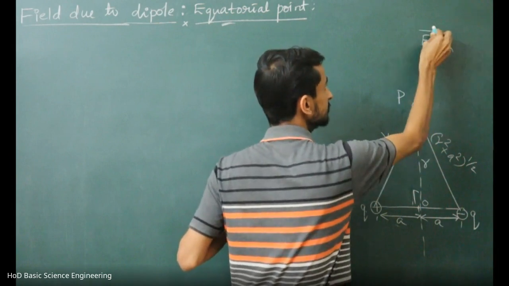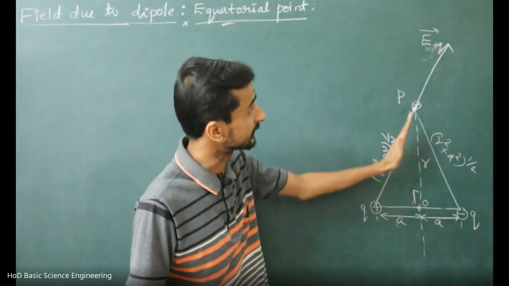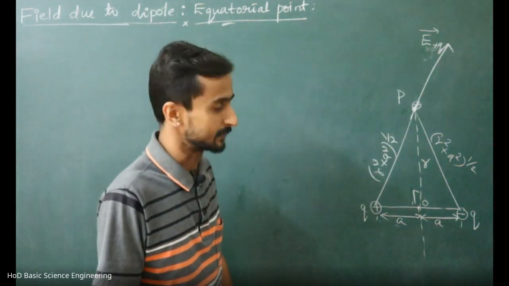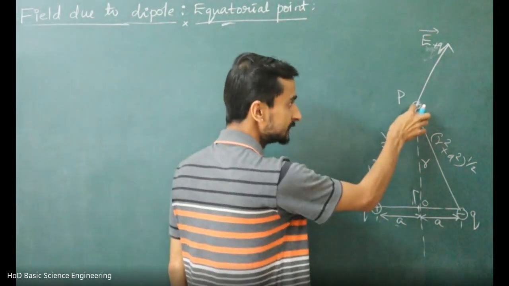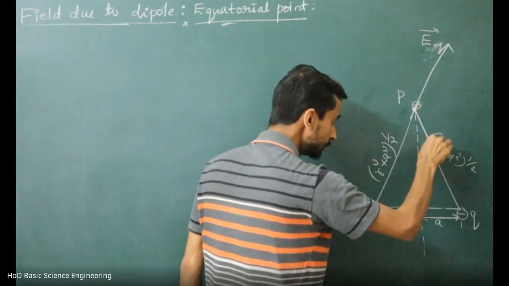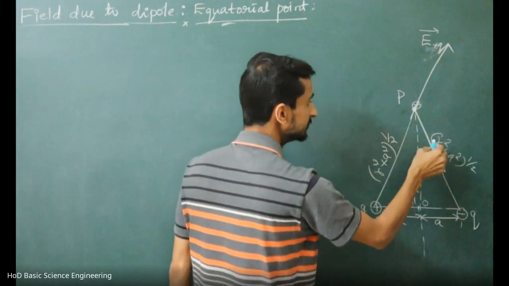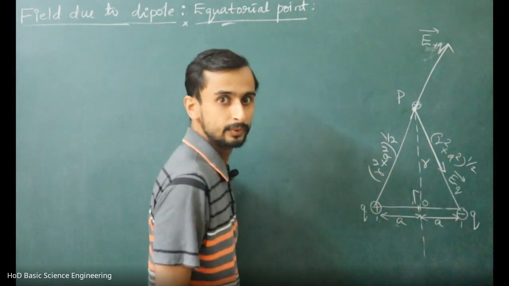We can take it as E plus Q is acting along this particular direction, and repulsive force will also act along that particular direction. Similarly, what about this E minus Q? This positive charge gets attracted towards this, right? Therefore, E minus Q will act along this particular direction. So E minus Q.